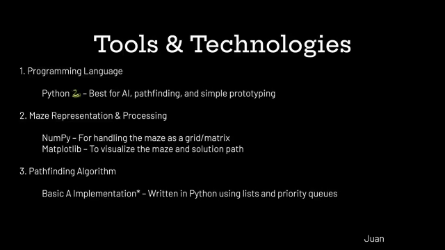Okay, so tools and technologies. So our primary language for this project is going to be Python. It's a great choice for implementing pathfinding algorithms like A* because of its simplicity and powerful libraries for numerical computing and visualization. To represent and process the maze, we're going to use NumPy. NumPy makes it easy to manipulate and analyze the maze structure efficiently. Each cell in a grid represents a wall, an open path, the start, or the goal.